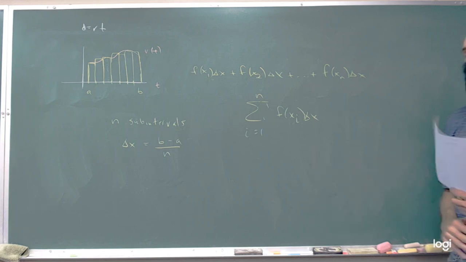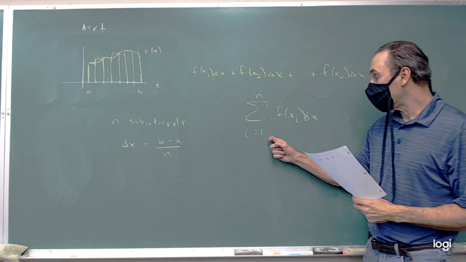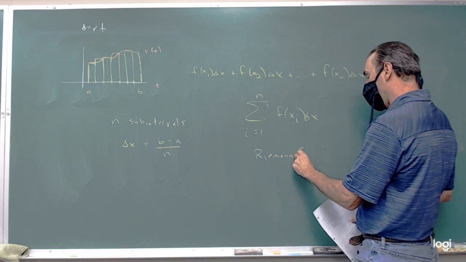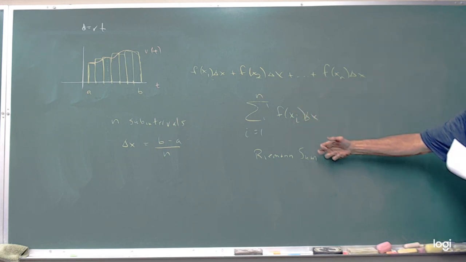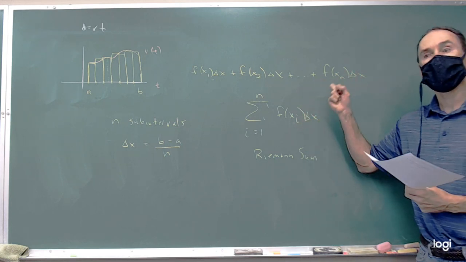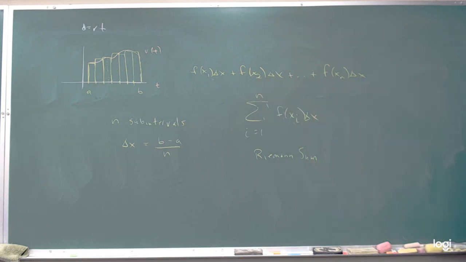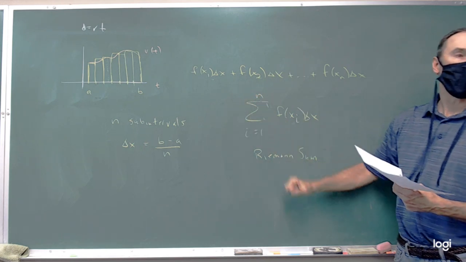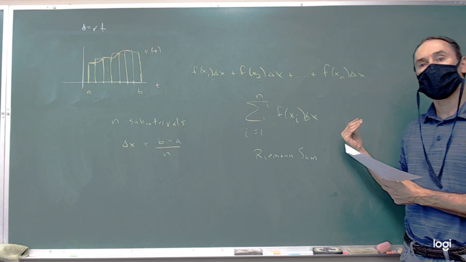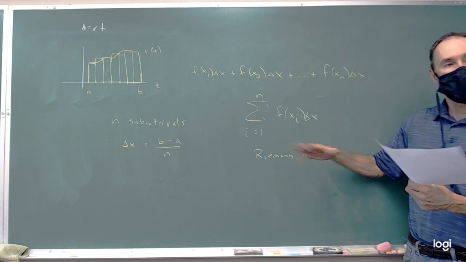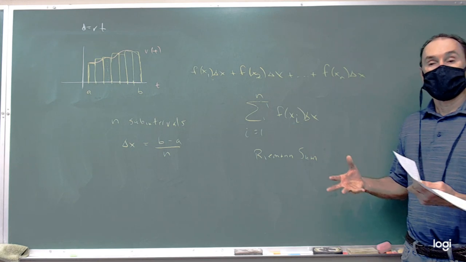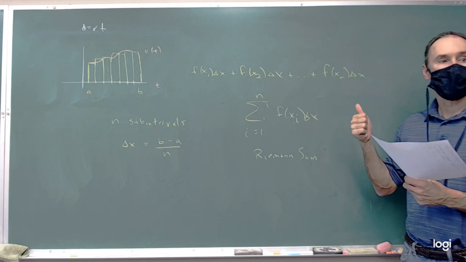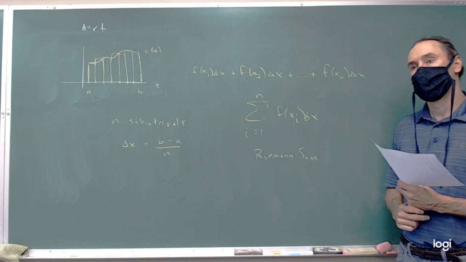Okay, the summation notation. This, as it stands, is known as a Riemann sum. A Riemann sum refers to any sum of rectangles that are approximating the area under a curve. It will sometimes be called the left Riemann sum if we pick the left side to get the height, a right Riemann sum if we pick the right side of the subintervals to get the height, a midpoint Riemann sum, and so on. On the AP exam, any of those will be fair game. They might ask you a left, a right, or a midpoint Riemann sum, because that's on their syllabus.